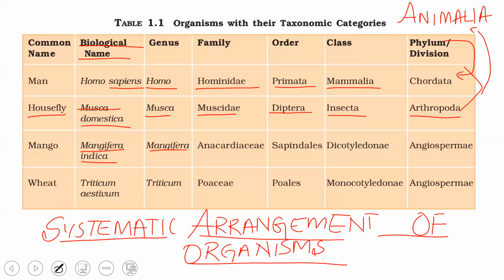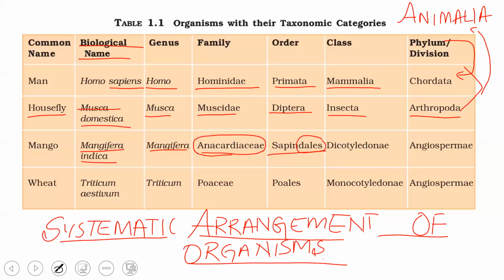Mangifera is the genus name. Indica is the species name. It belongs to a family called Anacardiaceae, just like we saw some organisms which had Solanaceae as an example of family. Here, Mangifera mango belongs to Anacardiaceae. It belongs to order Sapindales. You can see the "ales" ending.